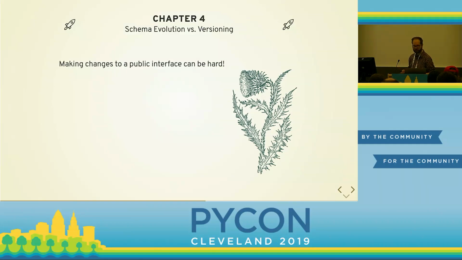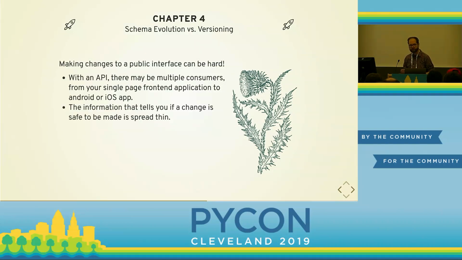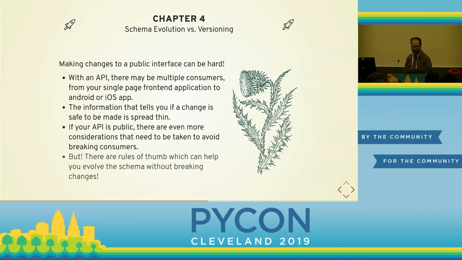Okay, so let's talk about schema evolution versus versioning. Making changes to public interfaces can be hard. With an API, there can be multiple consumers, like your single page front-end application or an Android or iOS app. The information that tells you if a change is safe to be made is spread pretty thin across all those different places. And if your API is public, then there are even more considerations that need to be taken in order to avoid breaking any consumers that you may have.